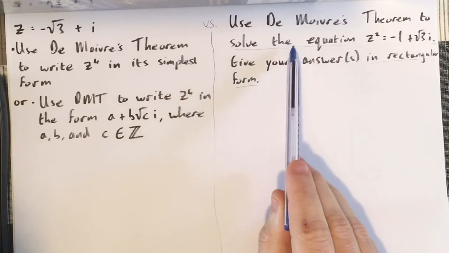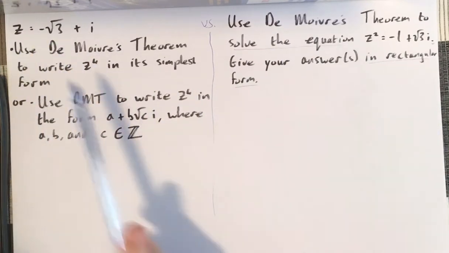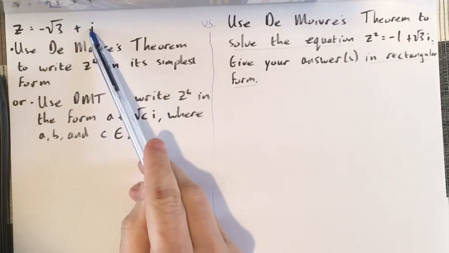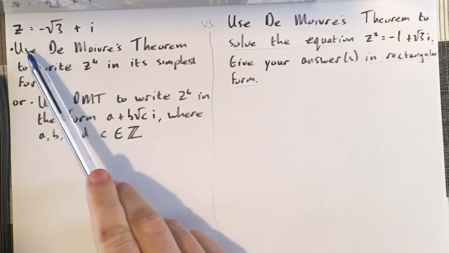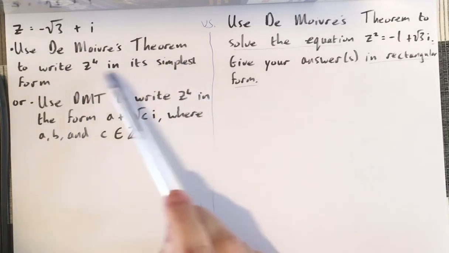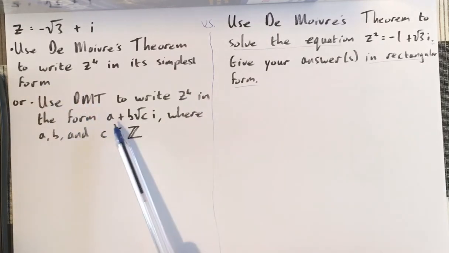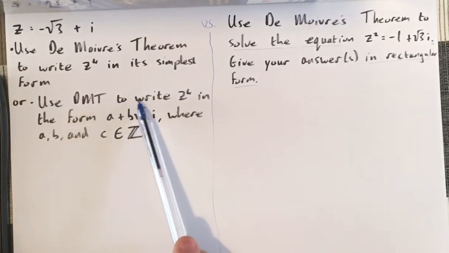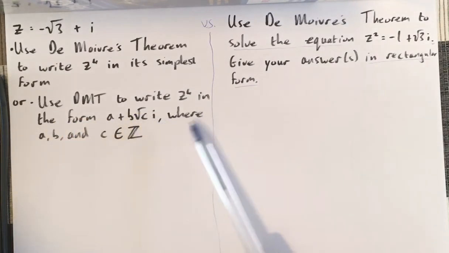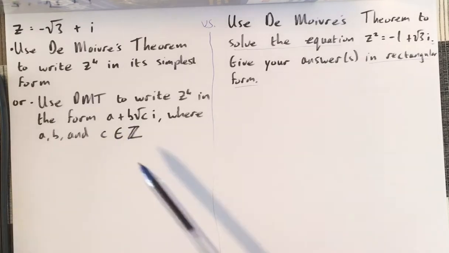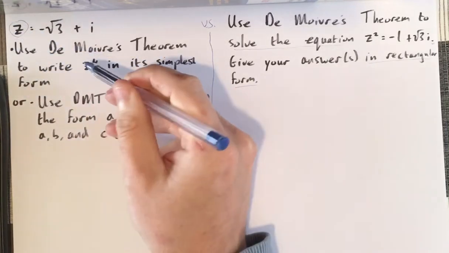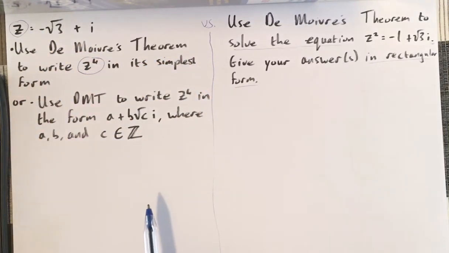This is 2017, this is a little bit earlier. So you're told at the start of the question that z is equal to minus root 3 plus i. So there's your complex number. And then one of the parts of the question is use de Moivre's theorem to write z to the 4 in its simplest form. Or I think it comes up that year as use de Moivre's theorem to write z to the 4 in the form a plus b root c i, where a, b, and c are elements of Z. So just, you're given z and you're asked to find z to the power of 4.